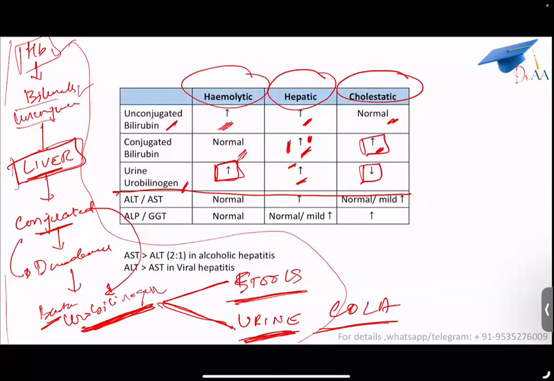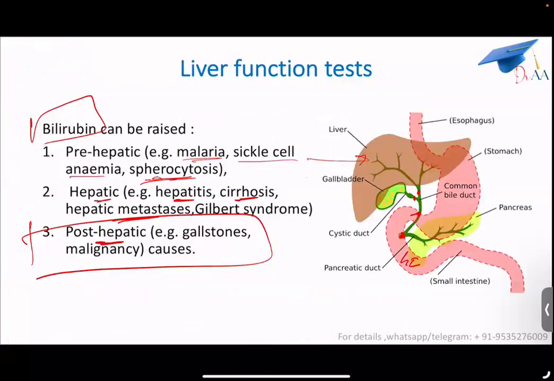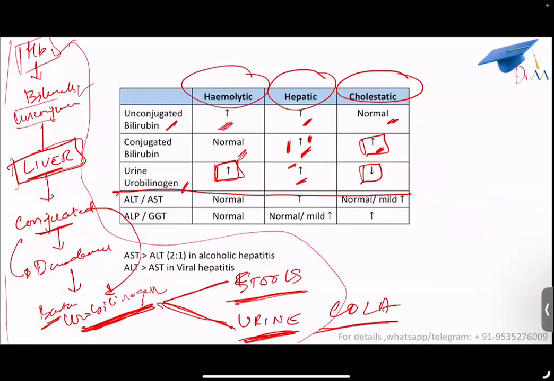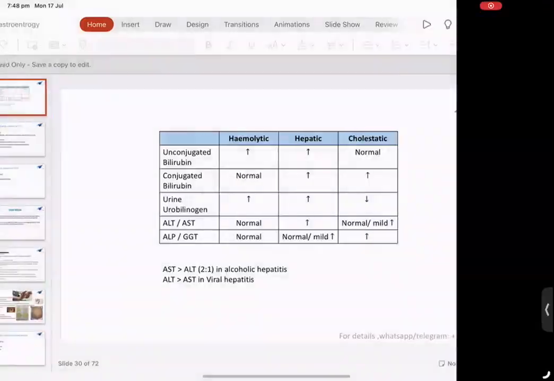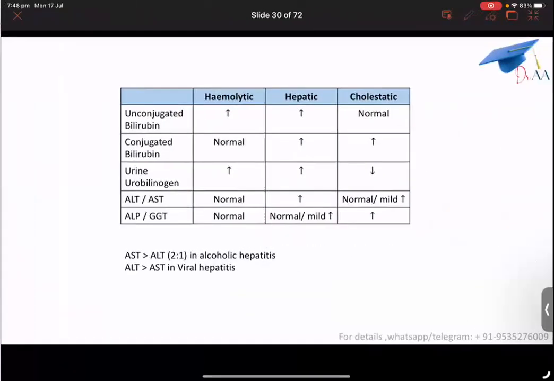Urine urobilinogen will be less because it is not getting secreted into the gut. So it is not absorbed, so it is not converted. So no increase in urobilinogen levels will be seen. Other than increasing, it will be decreased. Why will it be decreased? Because nothing is there in the GI tract for the bacteria to convert into urobilinogen. Now at the last, let's talk about the enzymes.